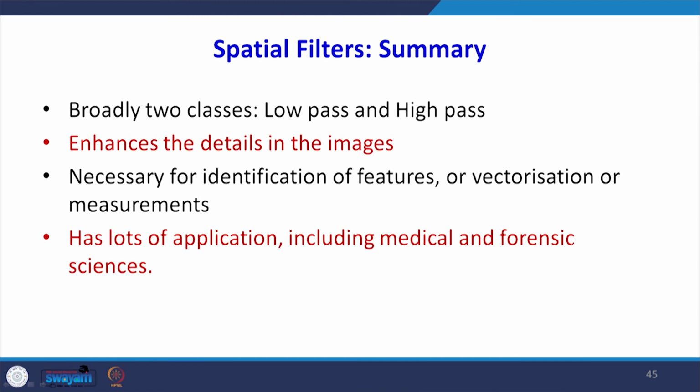In summary, there are broadly two kinds of spatial filters. They enhance the details of the image, and they are very necessary for identification of features from the data, or if we have to carry out measurements, or create a vector image for GIS work. So it has a lot of applications in image processing, forensic science or medical science. So this is all about the filtering chapter.